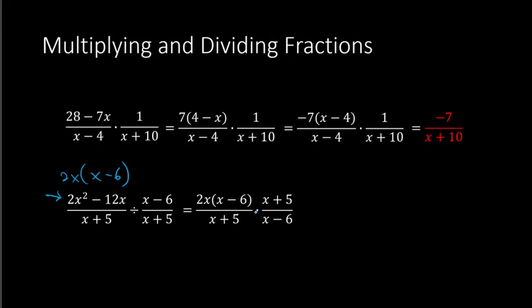So now from here, anything in the numerator of either fraction can divide with anything in the denominator of either fraction. So notice x plus 5 can cancel up here with this x plus 5. And then the x minus 6's would also cancel. So what you're left with is 2x over 1, which would be 2x. All right, so multiplication and division are pretty much the same thing. Just make sure you factor first and then cancel as necessary.